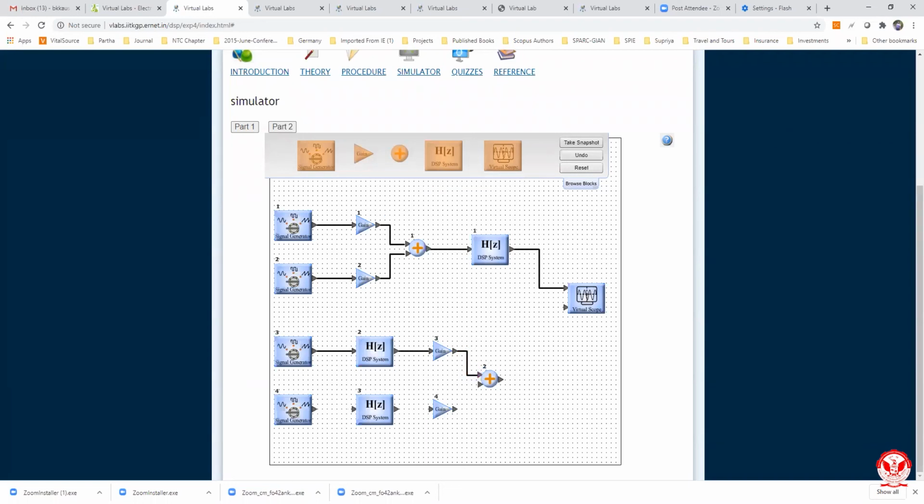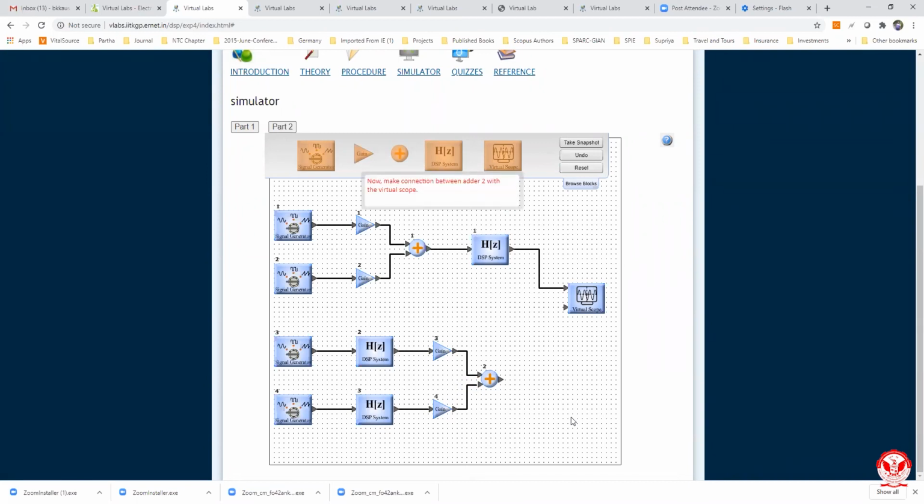Again we are connecting this DSP block. Now we will connect the DSP block to the gain. Finally we will connect the gain to the addition like this. Finally, now what output are we getting? This is the x1. After passing through the DSP system, it becomes y1. This is x2. After passing through the DSP system, it becomes y2.